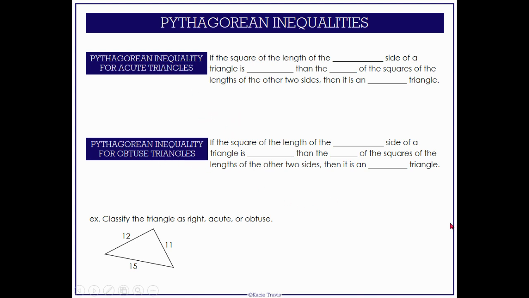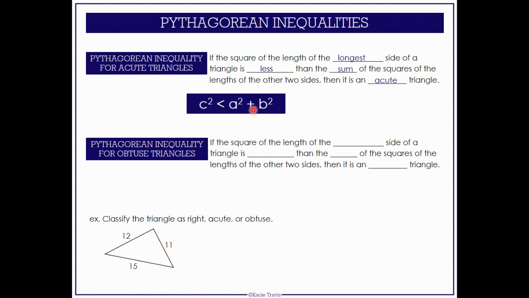So, for this, if the square of the length of the longest side of a triangle is less than the sum of the squares of the other two sides, then that makes this an acute triangle. So this is the other version of the Pythagorean theorem. Instead of us having an equal sign there, now we have a less than sign.